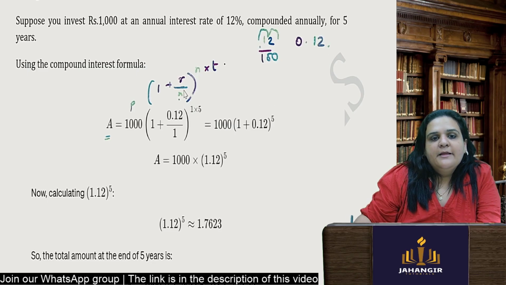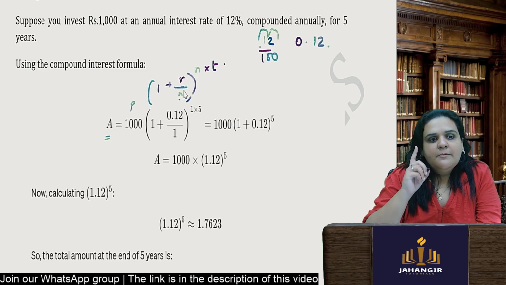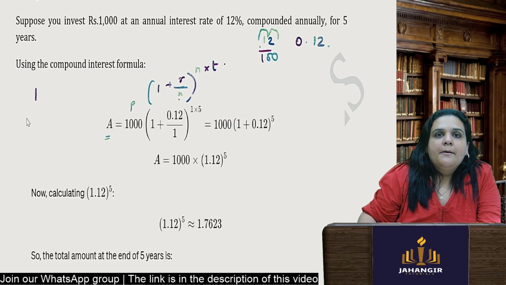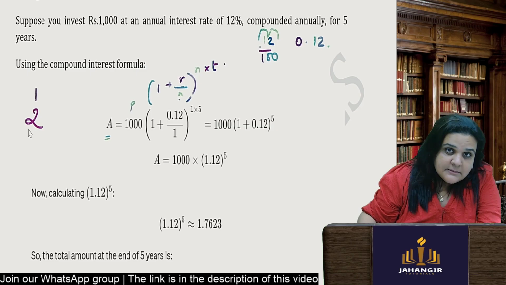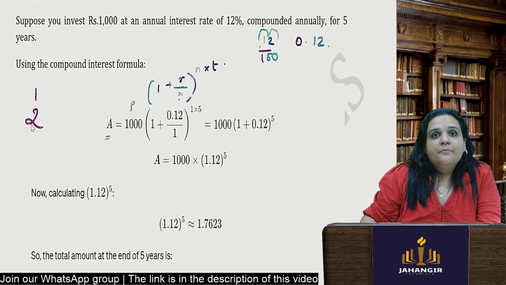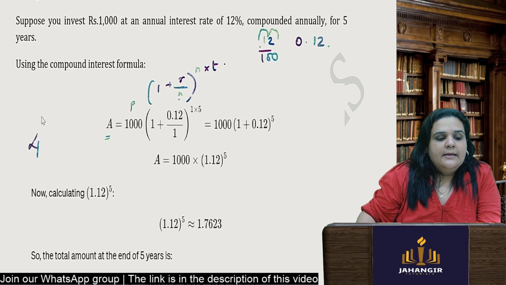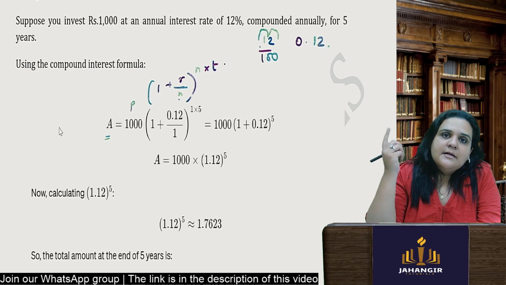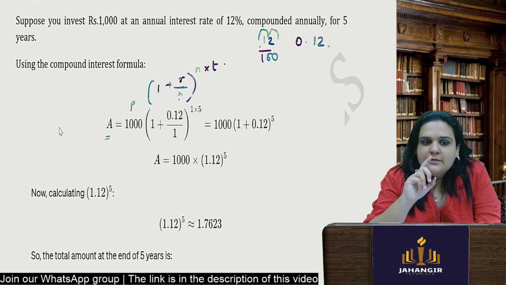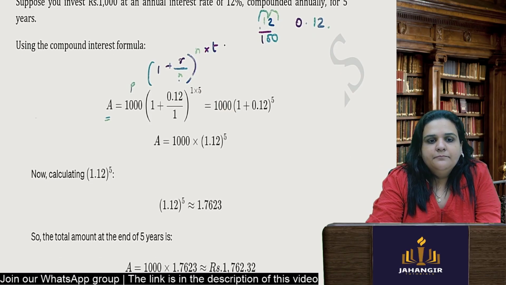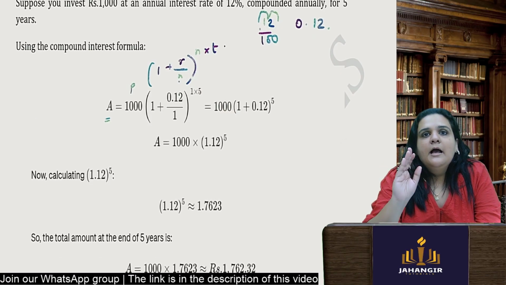Compounded number of times: annually means compounded only once. Compounded half yearly means twice it is getting calculated. Quarterly, 4 times it is getting calculated. Monthly, 12 times it is getting calculated, right? And getting added to your principal. But here it is compounded annually. Generally they will ask you annually only, or maximum half yearly.